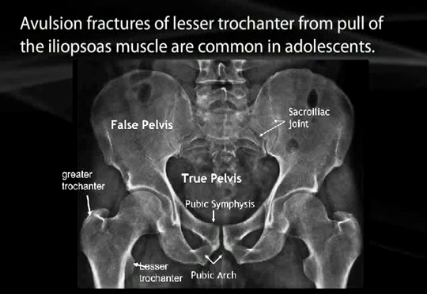If you look at the trochanters, a lot of times in younger people there can be avulsion fractures from these areas, and they'll actually pull off the growth plate that is in association with some of these tubercles.